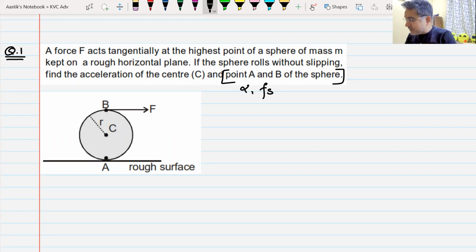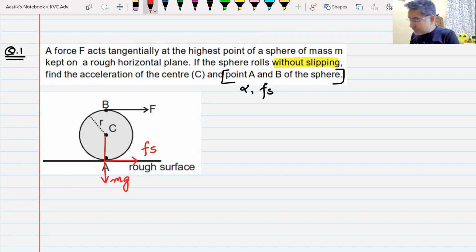First of all, let us draw the free body diagram of this. The weight is mg. It's a case of pure rolling, so the friction has to be static in nature. First of all, you have to find out the direction of static friction. The point of application is at a distance r. So what is the direction of static friction? Same as F. That means static friction would also be forward, Fs.